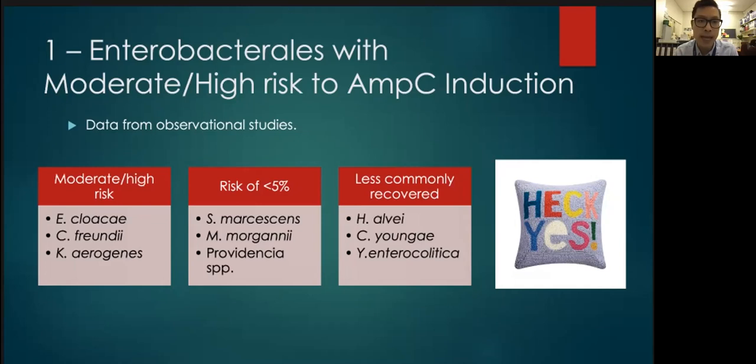And I just came across a different acronym that may be helpful in remembering which are moderate to high risk. The acronym is HECK-YES: H for Hafnia, even though it's less commonly recovered, E for Enterobacter, C for Citrobacter, K for Klebsiella aerogenes, and Y for Yersinia.